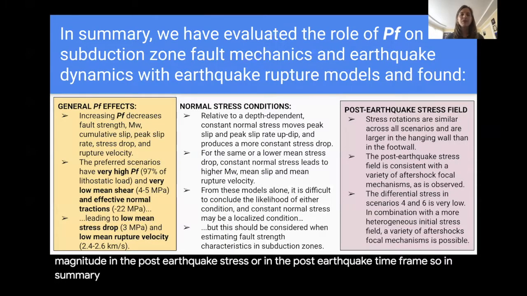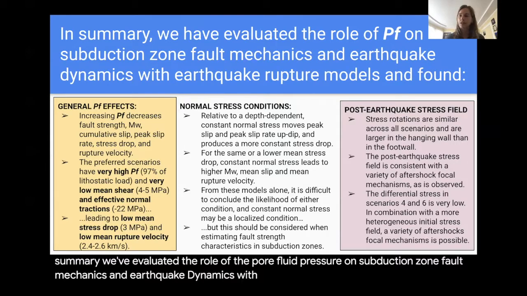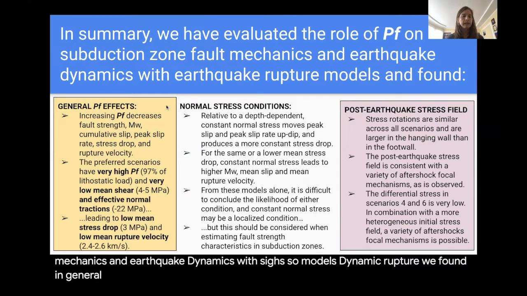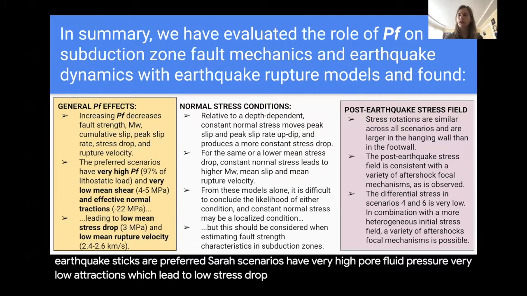So in summary, we've evaluated the role of the pore fluid pressure on subduction zone fault mechanics and earthquake dynamics with SeisSol dynamic rupture models. We found in general that increasing the pore fluid pressure decreases fault strength, earthquake magnitude, as well as a series of earthquake characteristics. Our preferred scenarios have very high pore fluid pressure, very low tractions, which lead to low stress drop and low rupture velocity earthquakes.